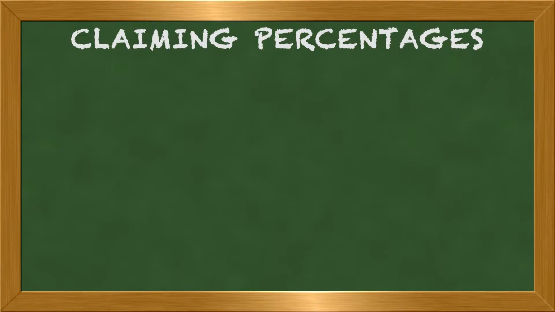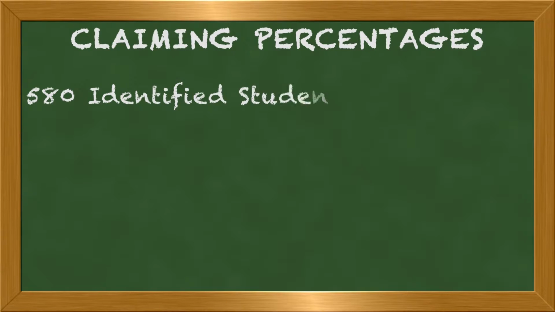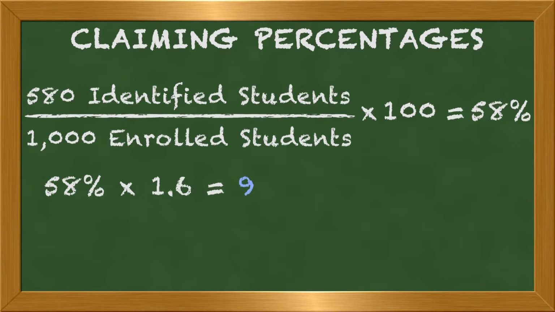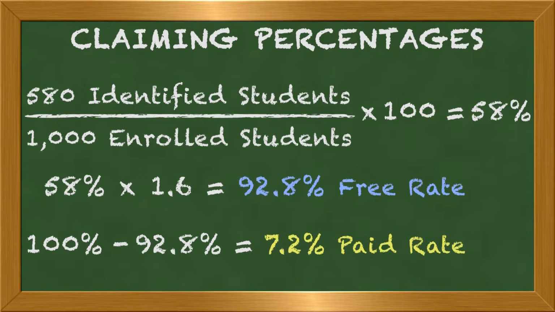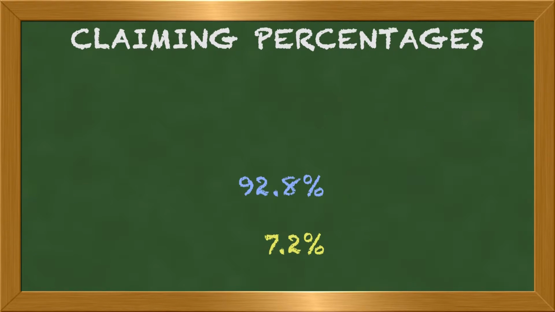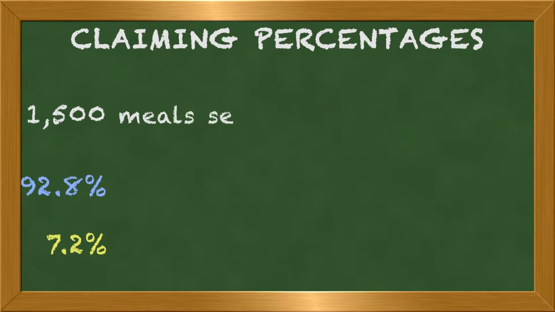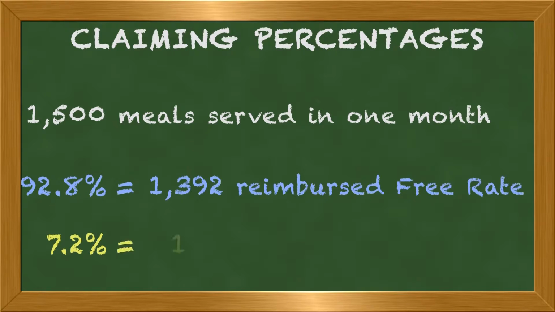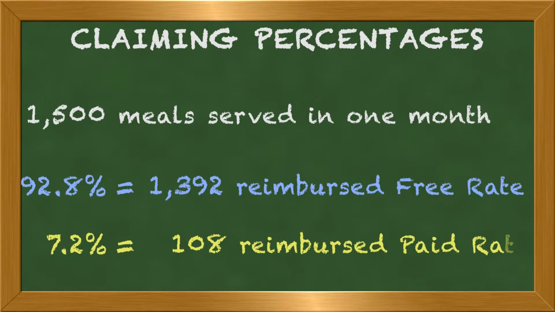In this example, there are 580 identified students in a total enrollment of 1,000, yielding an identified student percentage of 58%. Multiply the 58% by the 1.6 multiplying factor for a free claiming percentage of 92.8%, which leaves a paid claiming percentage of 7.2%. If 1,500 meals are served in 1 month, the free claiming percentage of 92.8% equals 1,392 meals reimbursed at the free rate, and the paid claiming percentage of 7.2% equals 108 meals reimbursed at the paid rate.